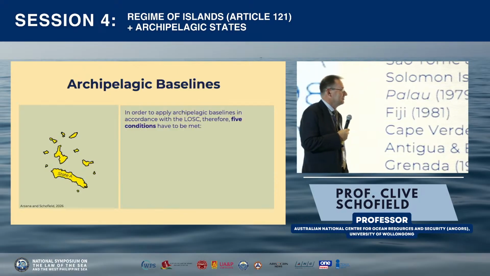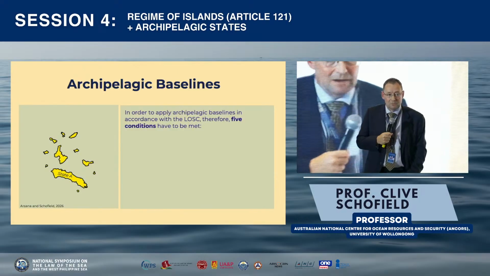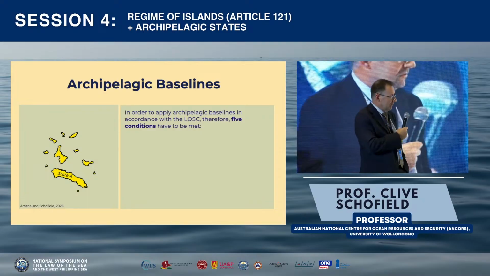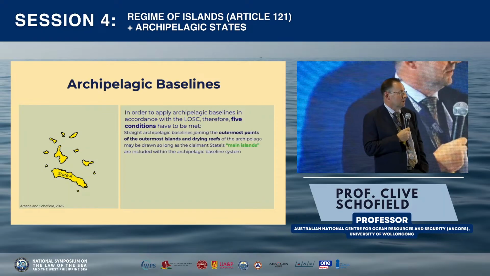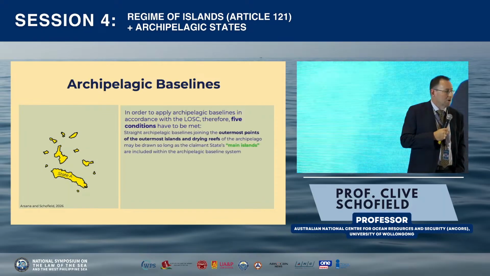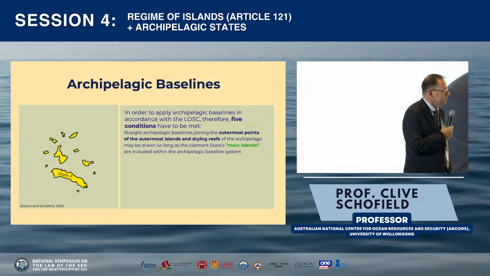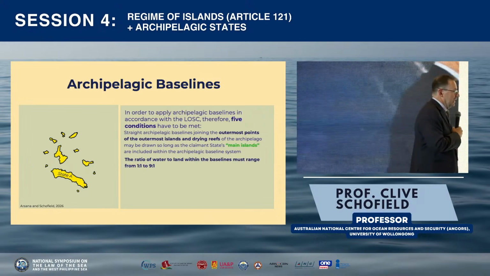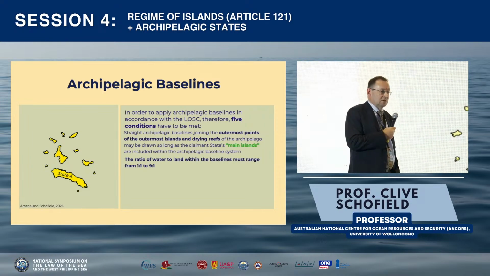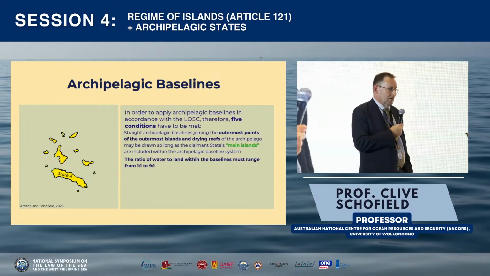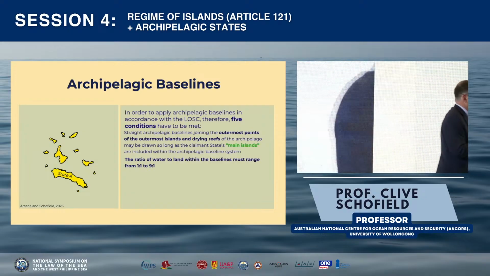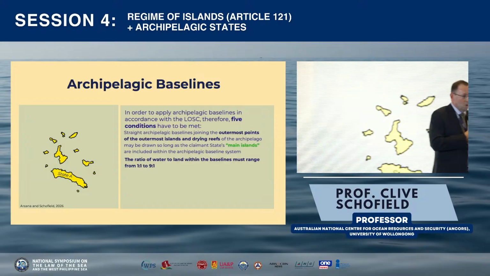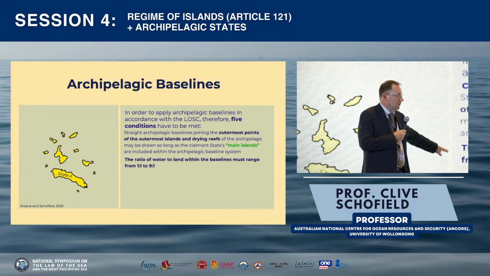So, how do you define archipelagic baselines? Well, we have a state composed of islands or parts of islands. You have 5 conditions. You need to include your main islands, but the advantage is you can use your outermost islands and drying reefs. There's a test, a ratio test of water to land of between 1:1 and 9:1.